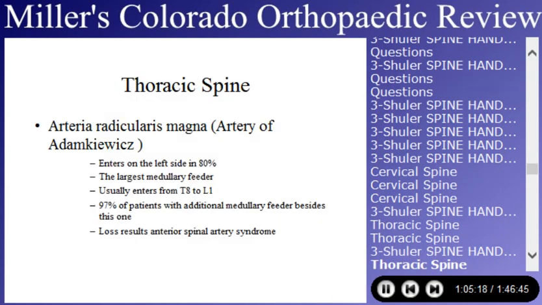This is probably the most tested piece of minutia that I don't even give a darn about, but it's tested all the time. Artery of Adamkiewicz enters on the left side about 80% of the time between T8 and T12, sometimes L1. I put the L1 here. It's the largest medullary feeder. 97% of patients have an additional feeder beside this one, so I don't understand why it's tested, and supposedly loss of this results in anterior spinal artery syndrome.